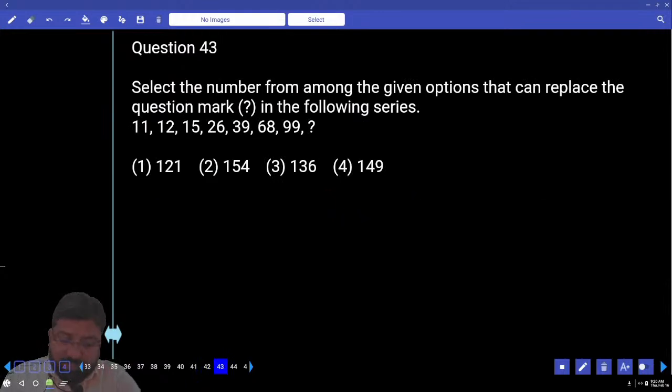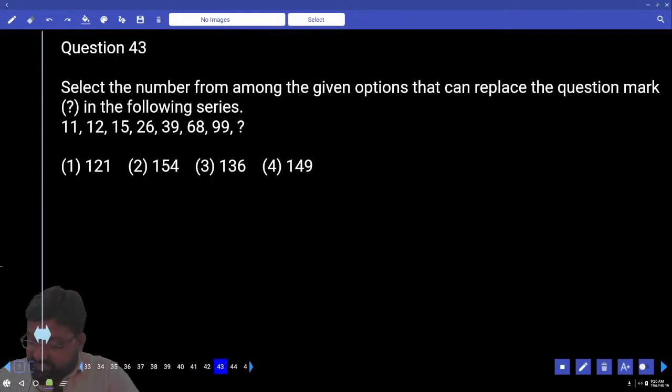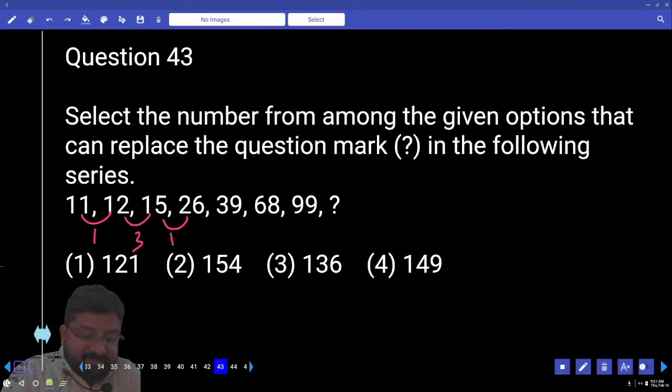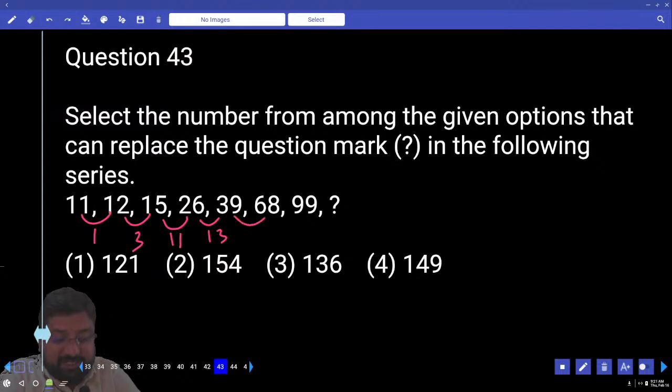Now this is a question on number series. Increasing or decreasing, huge or gradual. What's the difference here? 1. What about this? 3. What about this? 11. 15 and 26, 11. What about this? 13. And again 68 అన్నాడు. ఎంత డిఫరెన్స్? 29. ఎంతమ్మా? 29. ఇది 31.